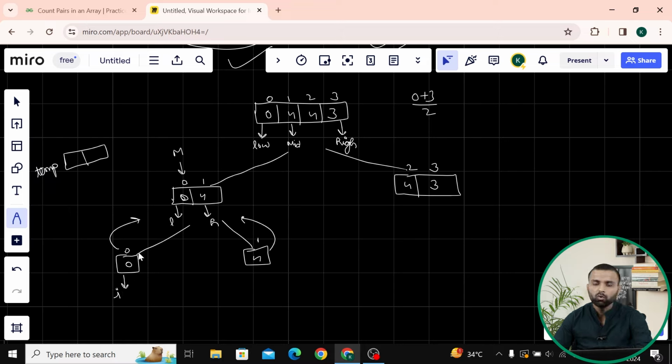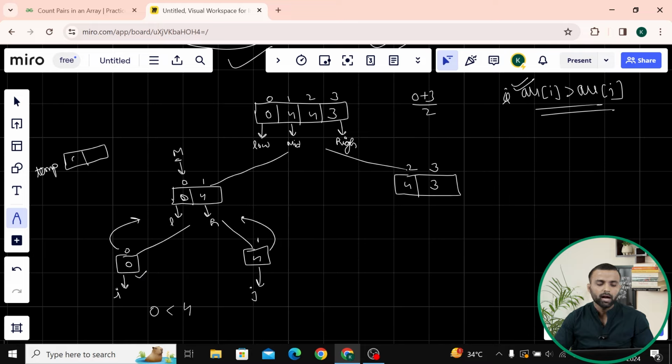Now my i is pointing to low. As you see, this is my low, and my j is pointing to mid plus 1. Here my mid is this, and j is pointing to mid plus 1. So I have to check this part. If array[i], which is 0, is in the sorting part, the condition we want here is array[i] should be greater than array[j]. If it satisfies, we have to count it. But here it does not satisfy this condition. So I simply take the smallest element and put it into the temporary array.